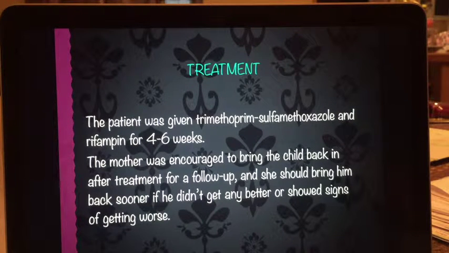Treatment. The patient was given trimethoprim, sulfamethoxazole, and rifampin for 4 to 6 weeks. The mother was encouraged to bring the child back in after treatment for a follow-up, and she should bring him back sooner if he didn't get any better or showed signs of getting worse for some reason.